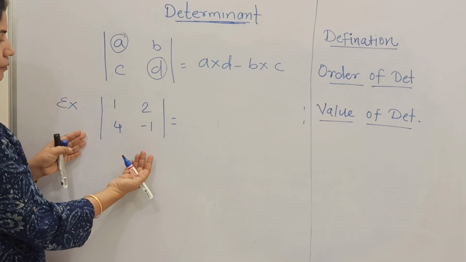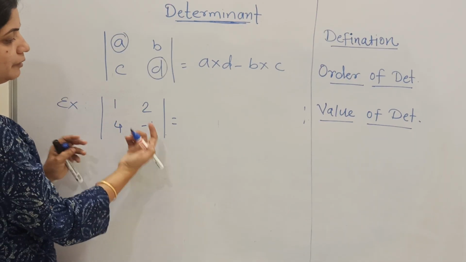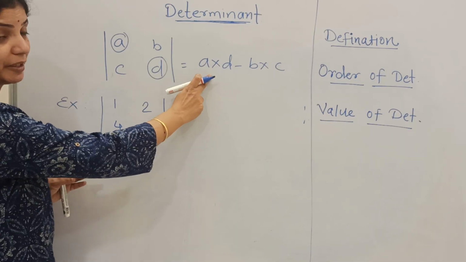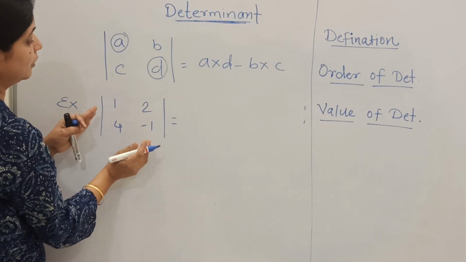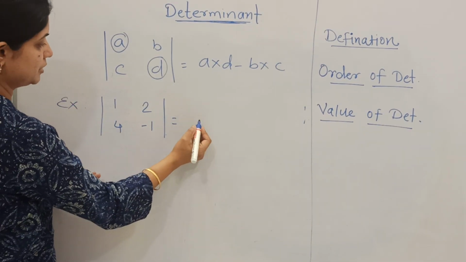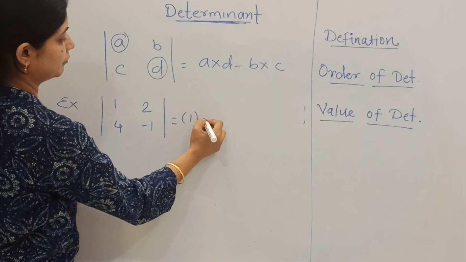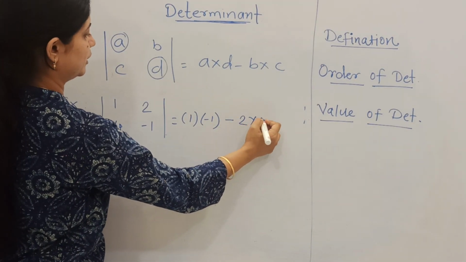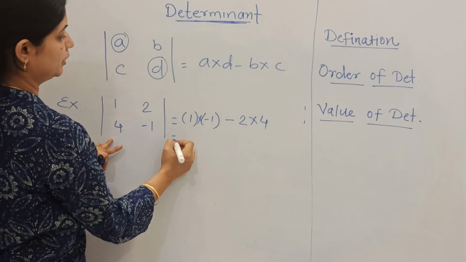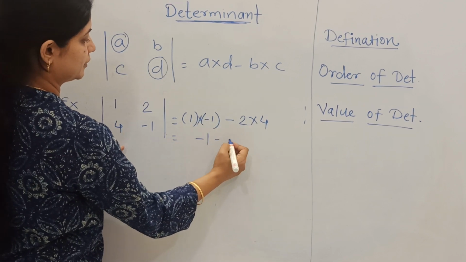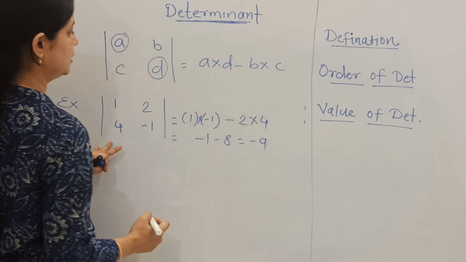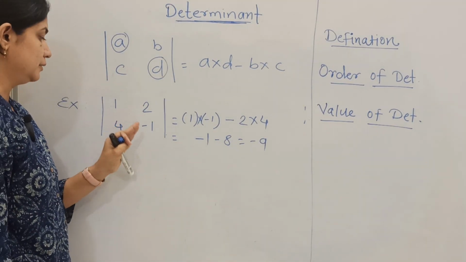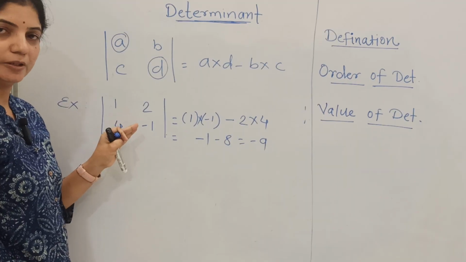Let's see one example: 1, 2, 4 and minus 1. How can we calculate its value? Using this method, the main diagonal elements are 1 and minus 1. So make the product of it, 1 into minus 1, minus the product of non-diagonal elements, 2 into 4. So it would be minus 1 minus 8, so minus 9. In this way we can calculate the value of a determinant of order 2.